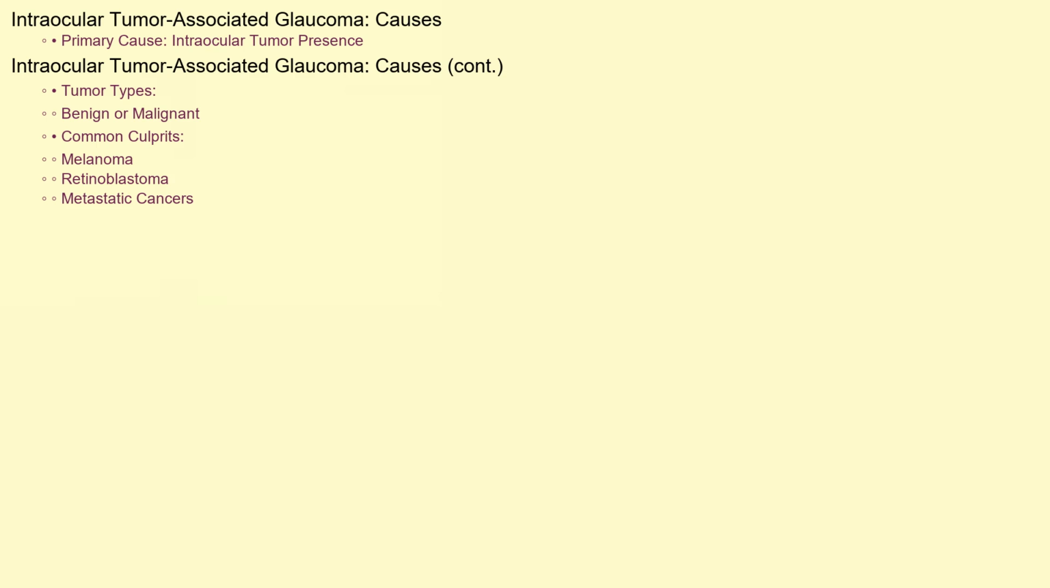So, what causes this specific type of glaucoma? Well, intraocular tumor-associated glaucoma, as the name suggests, is primarily caused by the presence of an intraocular tumor. These tumors can be benign or malignant, and the most common culprits are melanoma, retinoblastoma, and metastatic cancers that have spread to the eye from other parts of the body. These tumors can trigger glaucoma through several mechanisms that we'll discuss shortly.